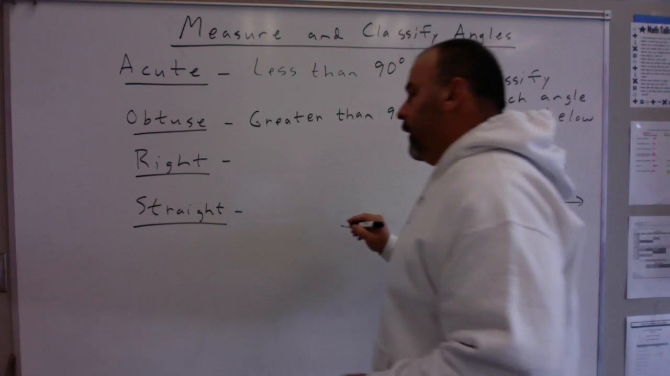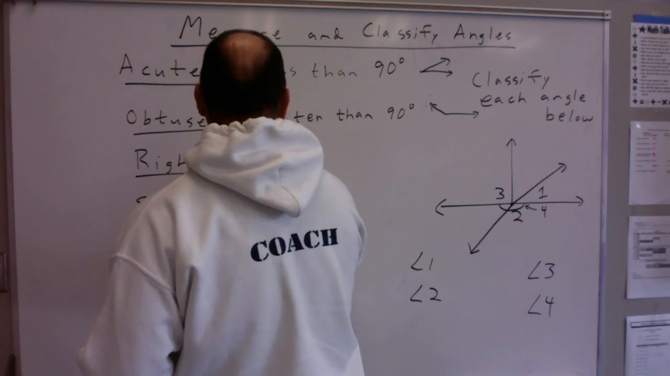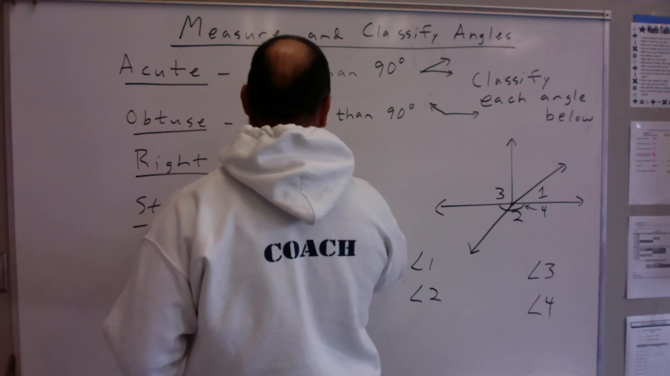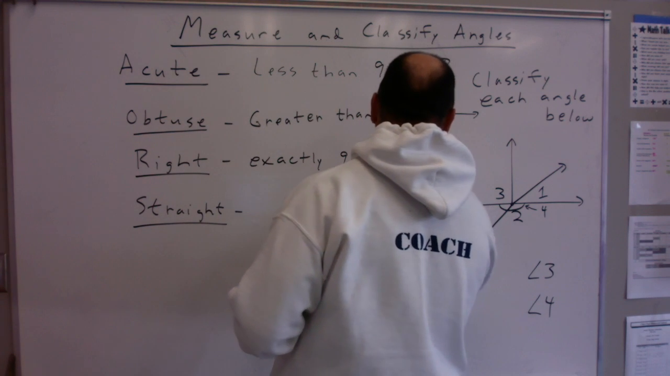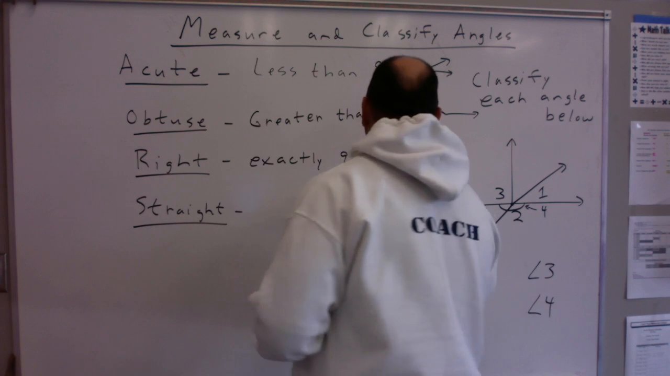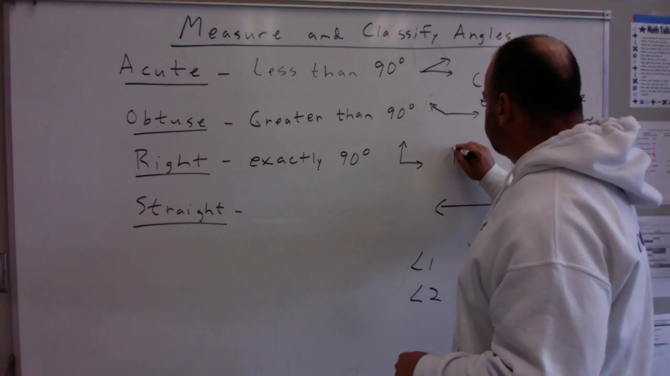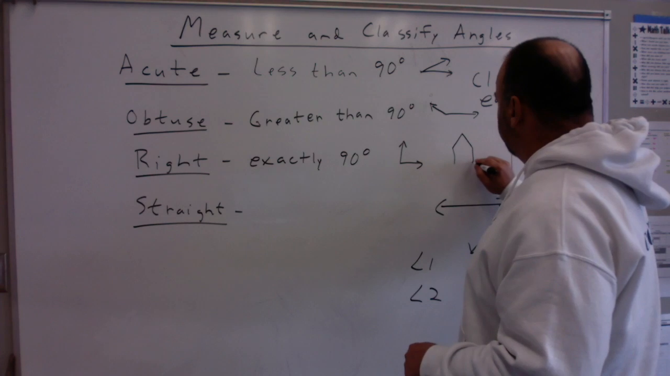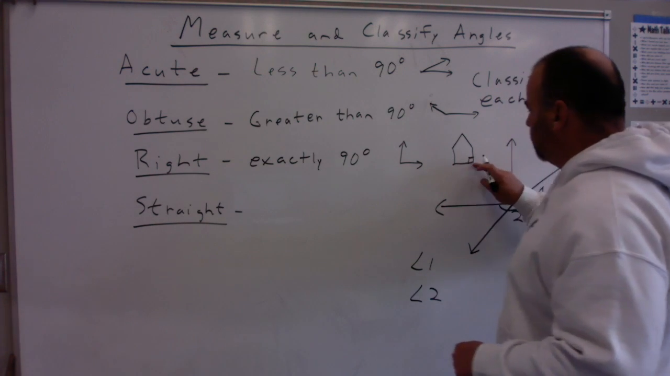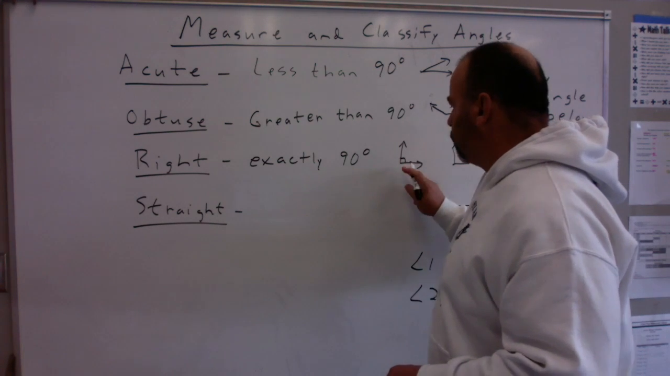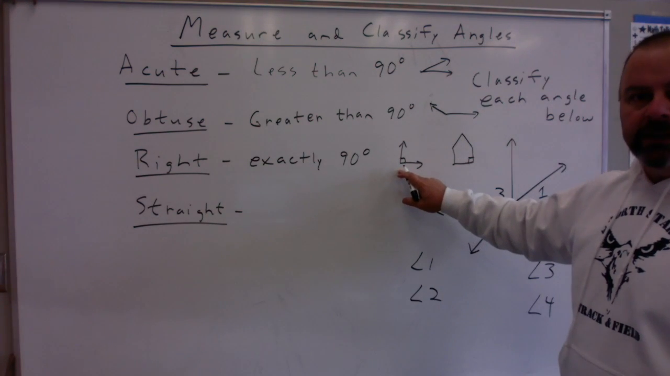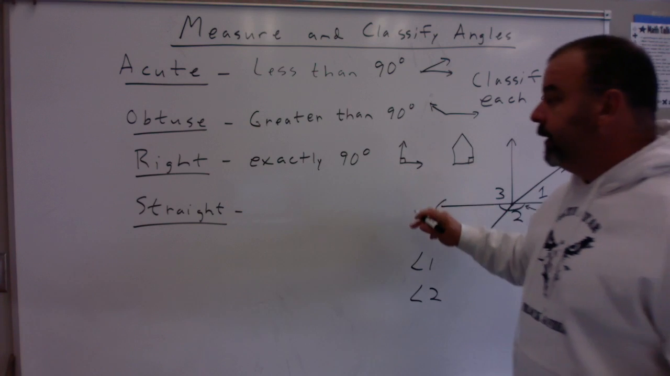A right angle is exactly 90 degrees, exactly. It looks like this. It's almost like the corner of a house. If I draw myself just a little bitty house here, it looks like the corner of a house. And we put a little symbol here, almost a square. That's a 90-degree angle, exactly 90.